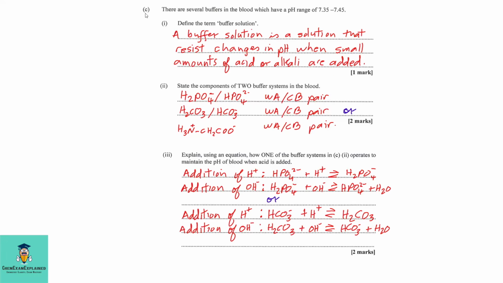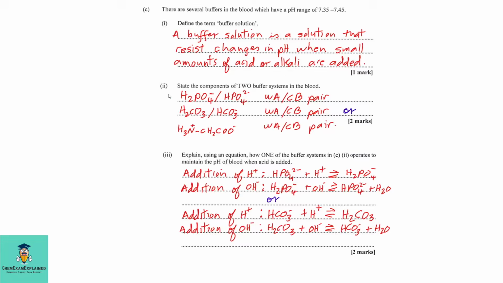Part C. There are several buffers in the blood which have a pH of 7.35 to 7.45. C part 1. Define the term buffer solution. A buffer solution is a solution that resists changes in pH when small amounts of acid or alkali are added.